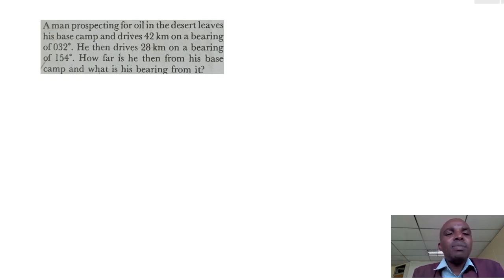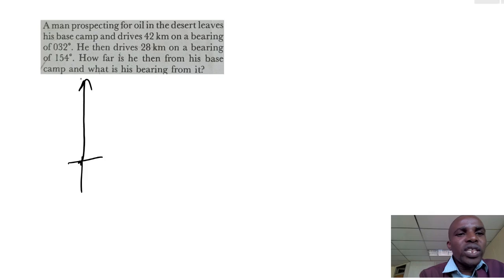Right. So for these things, please imagine you're actually the person who is walking from one point to another point. So your starting point is this one. Draw your north at the starting point.